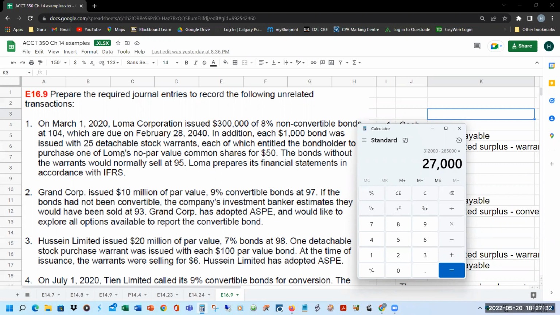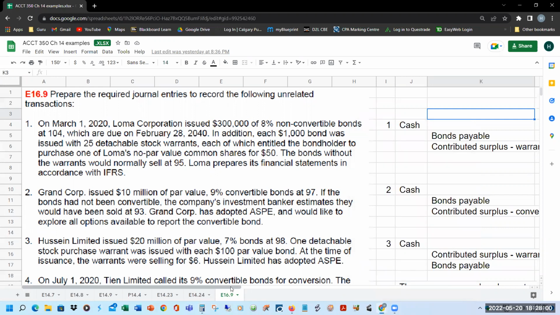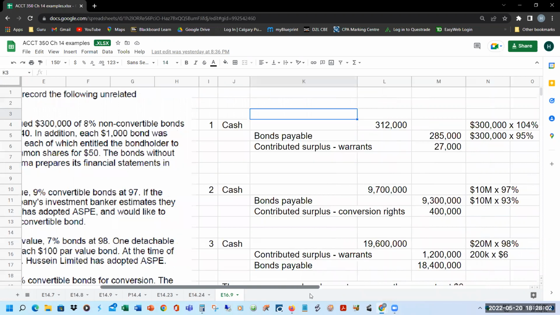Now, imagine in the year 2040 or up to that time, if Loma Corporation's stock price goes up higher than $50, having those warrants would be quite a valuable option for the bondholders. And that is the reason why the bondholders were willing to pay extra for these. So that's basically the underlying transaction here.